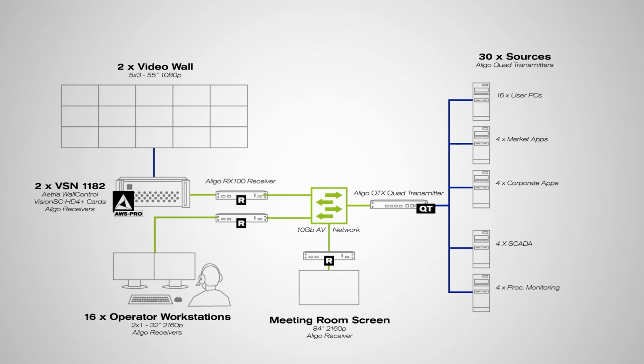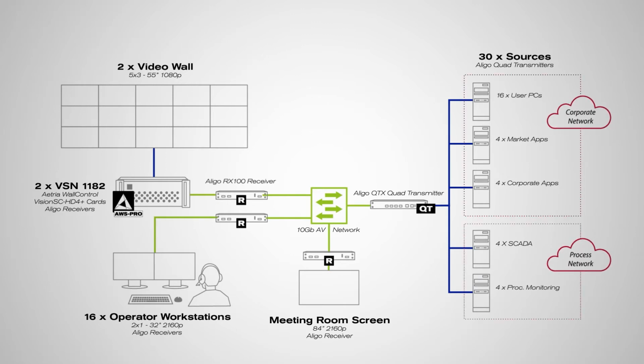Aligo transmitters are used to provide secure access to sources on the corporate network as well as the process network from Aetria. Finally, to enable all of this, the Aetria Network Manager appliance provides a simple setup and management of the Aetria solution.